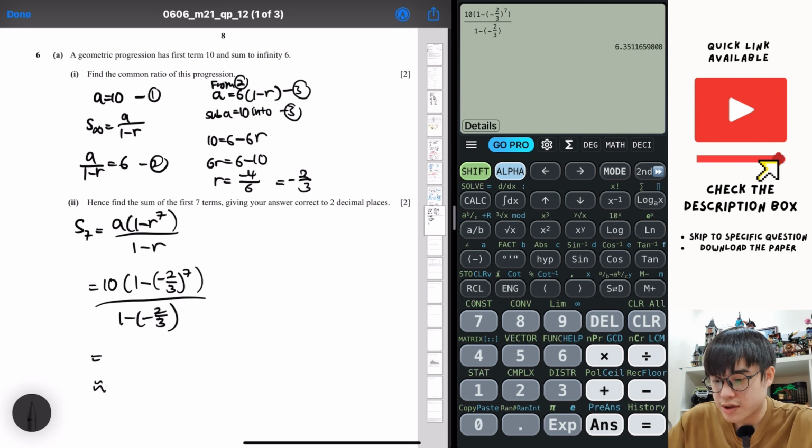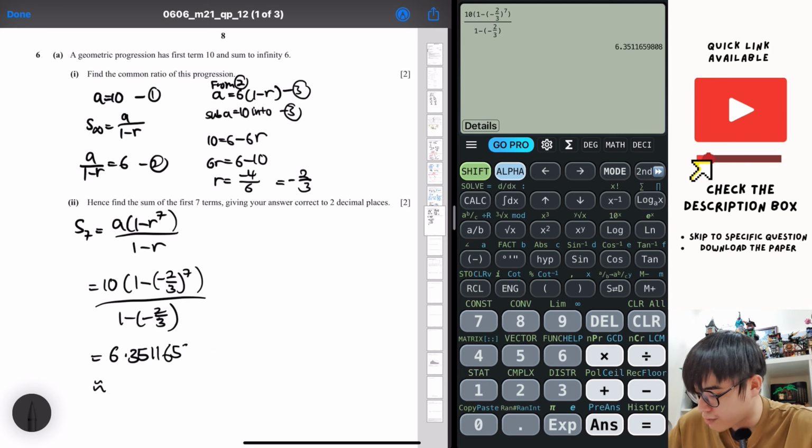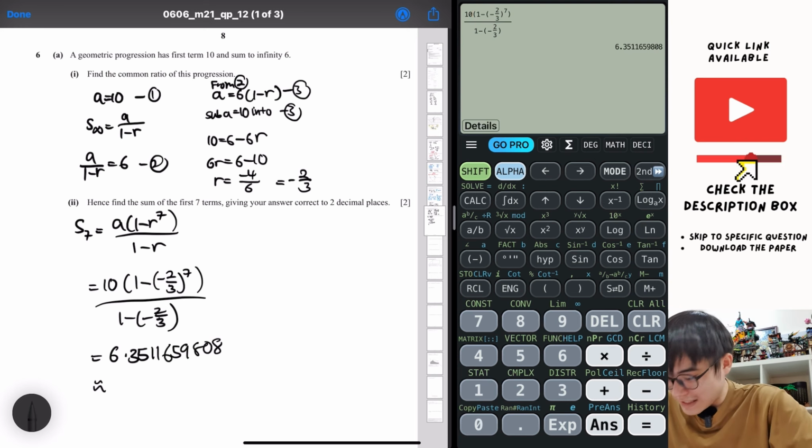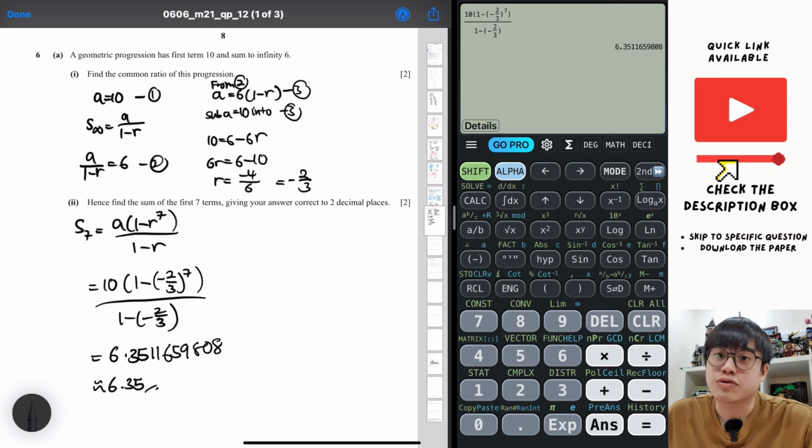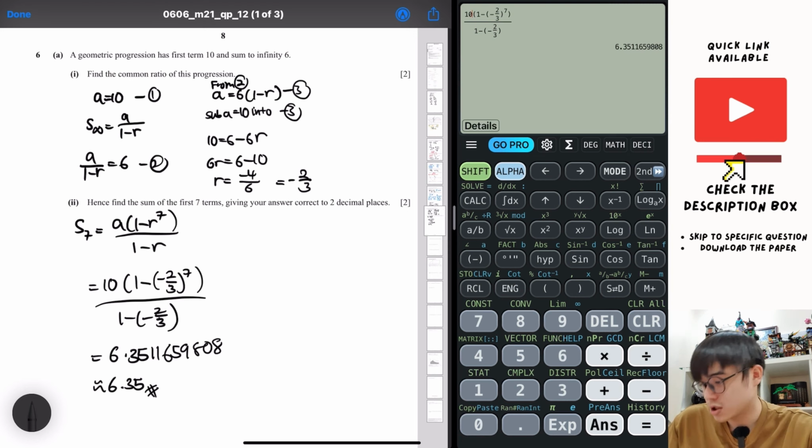from here you should get 6.3511659808. To make it into 2 decimal places, it will be 6.35. That's how you solve part 2 in A here.